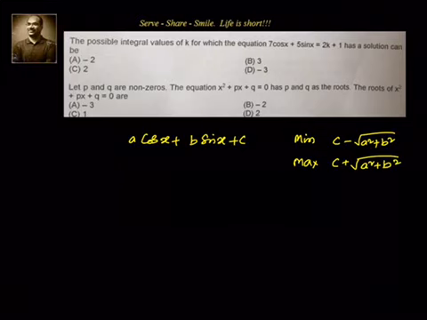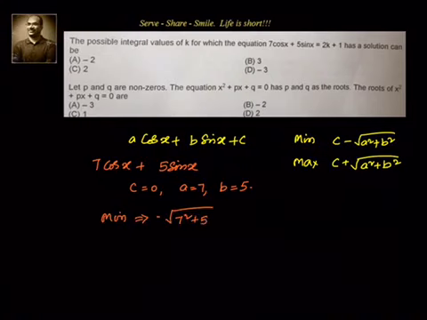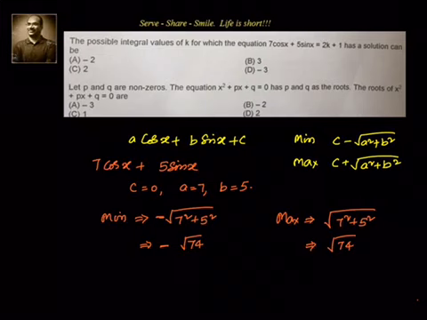What we have been given is 7 cos x plus 5 sin x. So we have c equal to 0, a equal to 7, and b equal to 5. So what will be the values here? Minimum value will be minus the square root of 7 square plus 5 square, and maximum value will be the square root of 7 square plus 5 square. That is minus root 74 and plus root 74. Root of 74 is approximately 8.6, so minus 8.6 to 8.6. So any values between minus 8.6 and 8.6 can be equal to 2k plus 1.